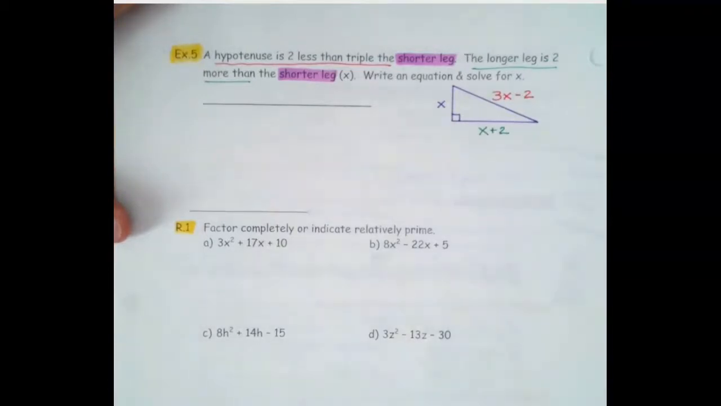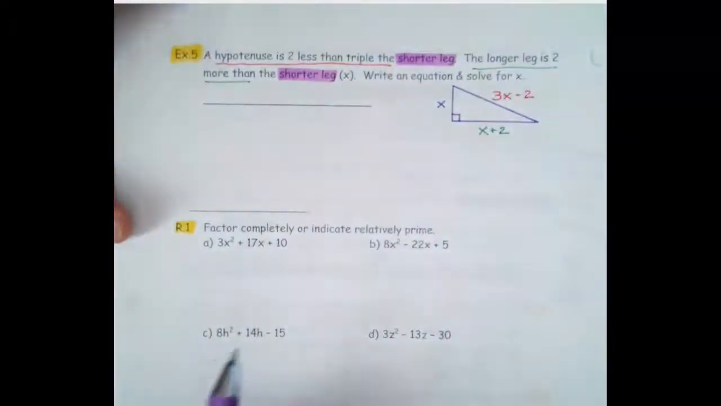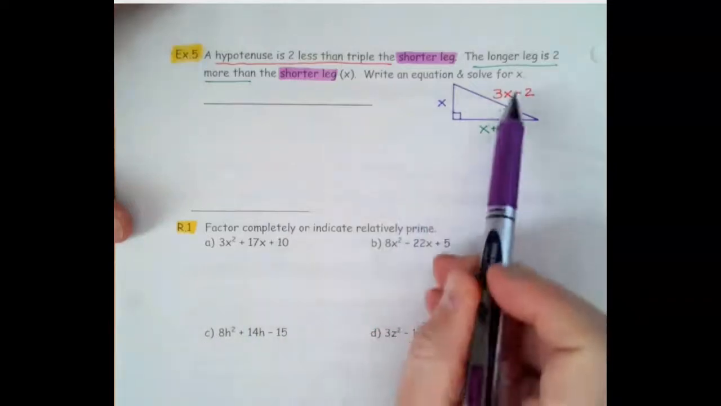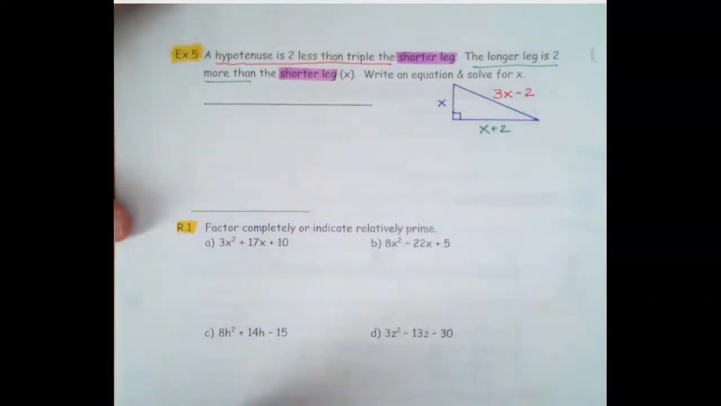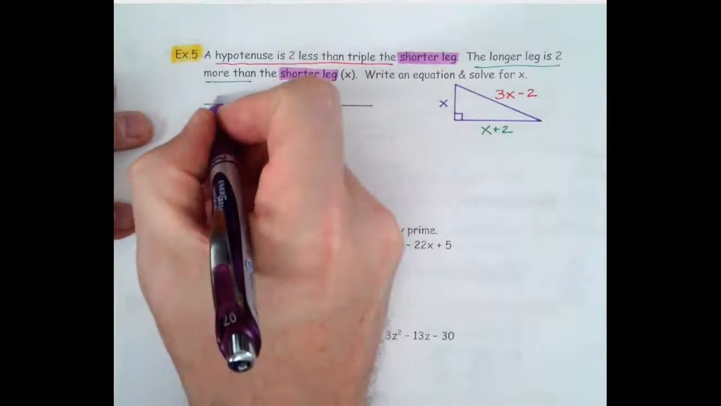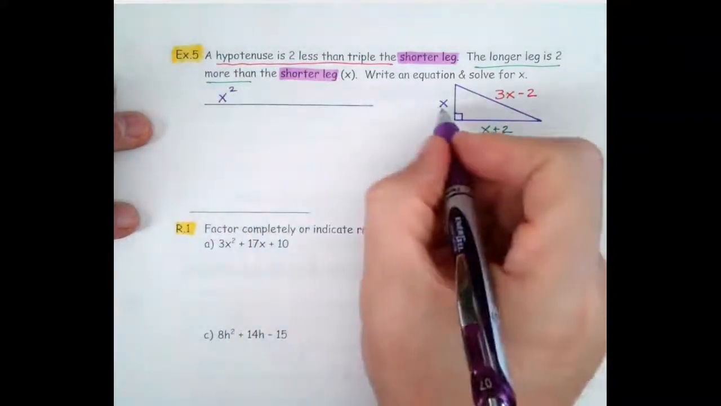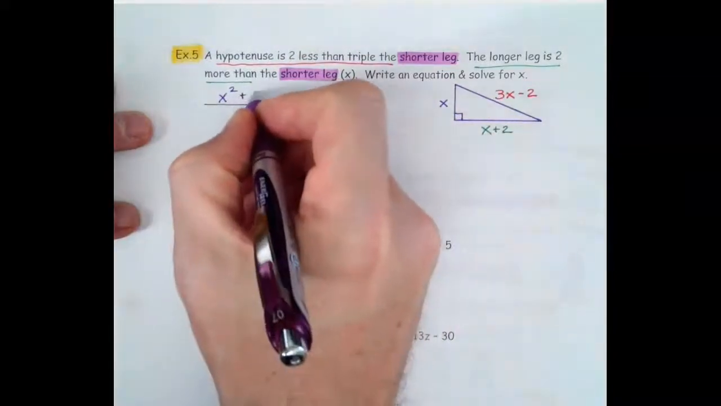Alright, so now we should be ready to, using that information, we've set up a picture, and now we want to write an equation for that. Well, we have the 3 sides of a right triangle, so that is going to be the Pythagorean theorem. So we're going to put x squared, the leg, plus.